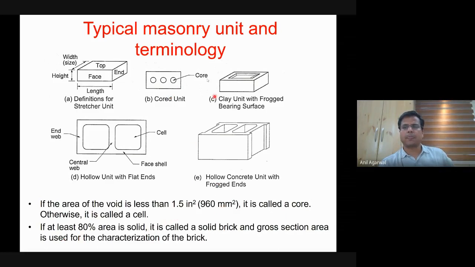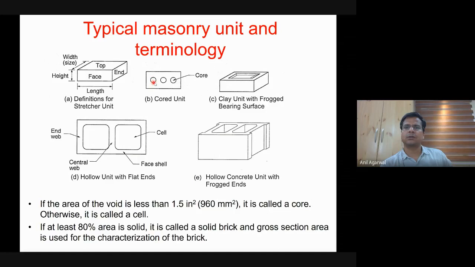And sometimes what happens is that you have a brick, that brick has some cores, but the cores are not really very large. So basically the total sum of all the cores is not more than 20% of the entire brick surface area. If that is the case, then that brick will not be classified as a cored brick, but it will be classified as a solid brick. And whenever you have to use the brick surface area, there will be some classification requirements later. So there you would use the entire cross section area or entire surface area rather than just the net area.